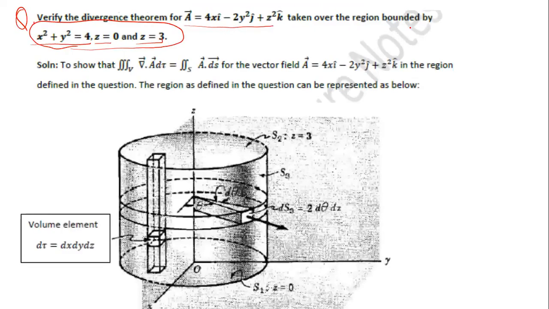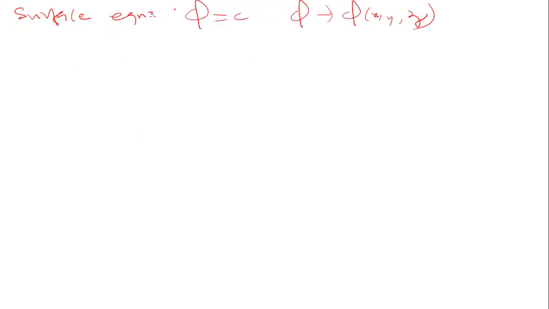You remember the general equation of a surface, we represent it like this: phi equal to c. Phi can be a function of x, y, z. So here we consider three surfaces. The first surface is x squared plus y squared equal to 4. And what is phi here? Phi over here will be x squared plus y squared, and your constant is 4, right?